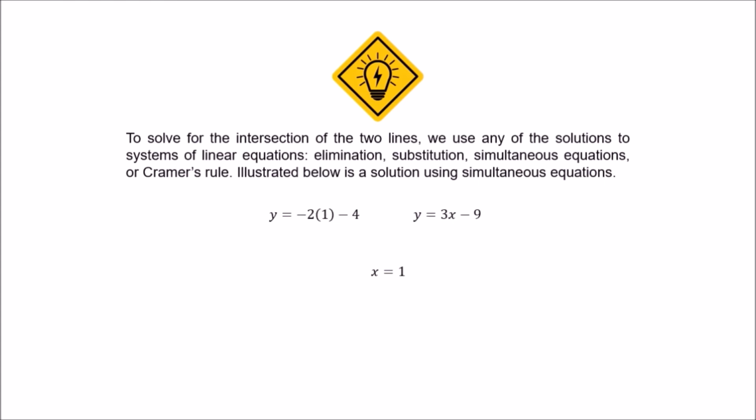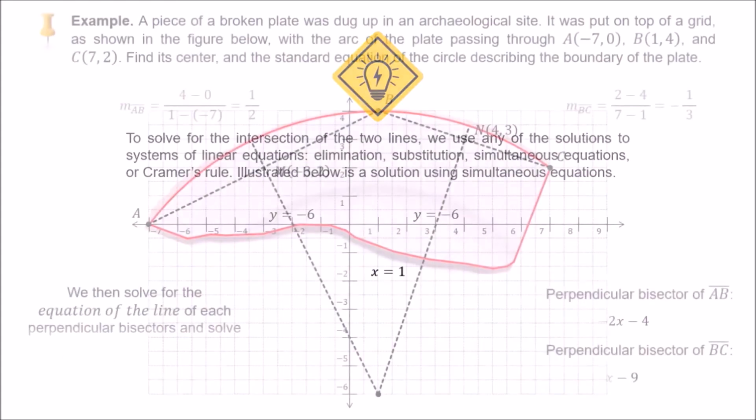What happens is that we have y equals -2 times 1 minus 4. -2 times 1 is -2. Minus 4 gives us -6. We can also substitute the value of x into our second equation to have y equals 3 times 1 minus 9. 3 times 1 is 3. 3 minus 9 equals -6. These are the coordinates of the center of our circle.